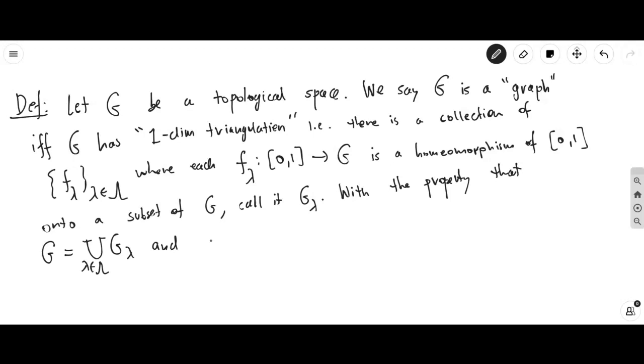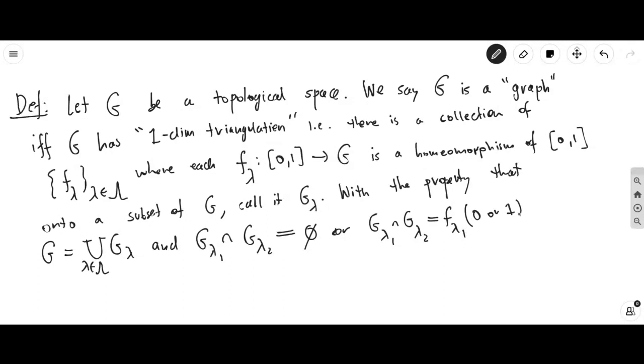And if you have G lambda 1 and G lambda 2, so two different edges, and you intersect them, then they will either intersect in the empty set, or they might intersect at just a single point at the endpoints. So it would be F lambda 1 at 0 or 1 equal to F lambda 2 at 0 or 1. If that's unclear, the example will clarify that.